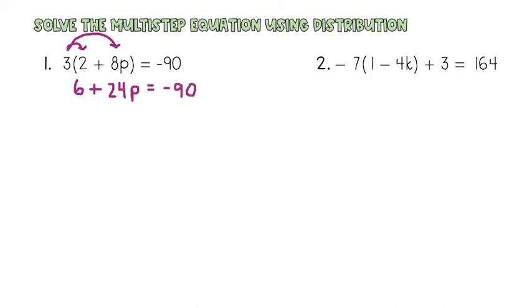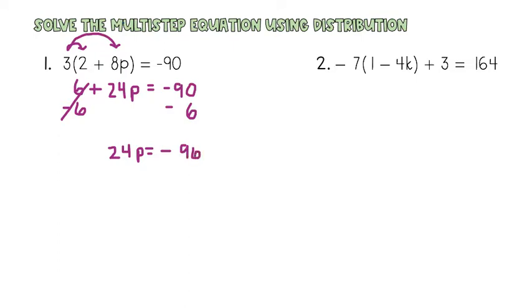Now I can start using inverse operations to isolate my variable. So first I'm going to get rid of this positive 6. So the inverse of having a positive 6 would be to subtract 6 on both sides of my equal sign, making sure that we keep our equation balanced. 6 minus 6 becomes 0, so I can cancel that out, and I'm going to bring down the rest of what I have. So 24p is equal to, and then I have a negative 90 minus 6. Both of these signs are negative, so I'm going to have an answer of negative 96.